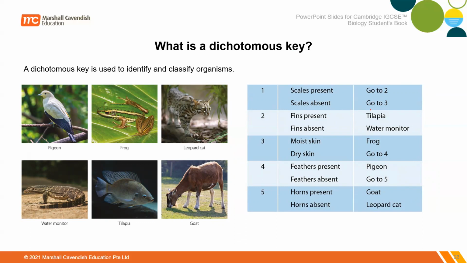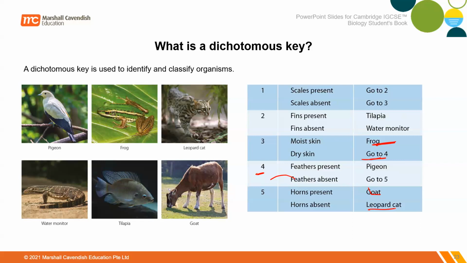If fins are present, the organism is called tilapia, and if not, water monitor. If scales are absent, we will go to 3. If the skin is moist, this is a frog. If the animal has dry skin, we will go to 4. In 4, if feathers are present, it's a pigeon. If not, we will go to 5. In 5, if horns are present, it's a goat. If not, this is a leopard cat.